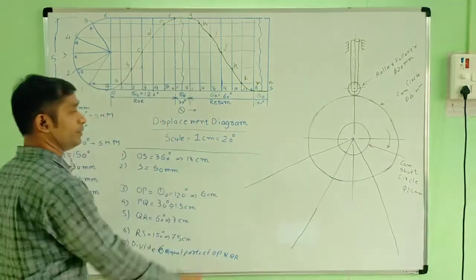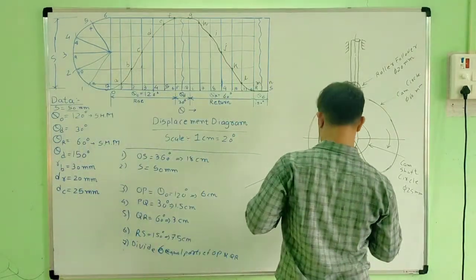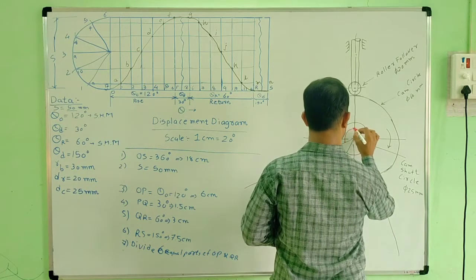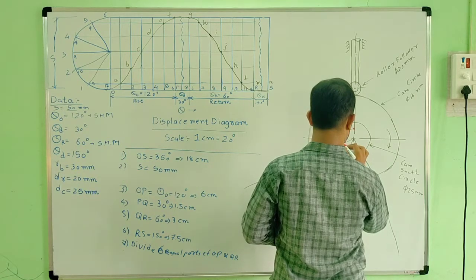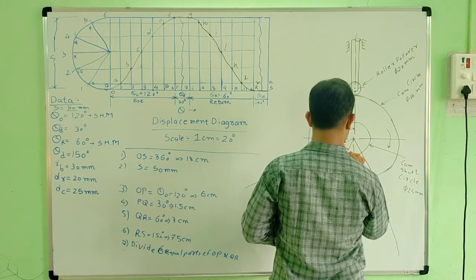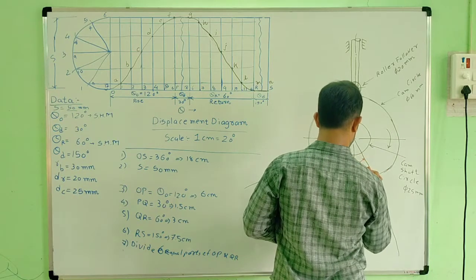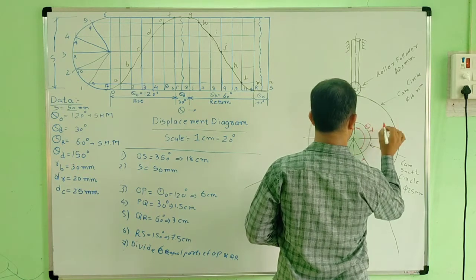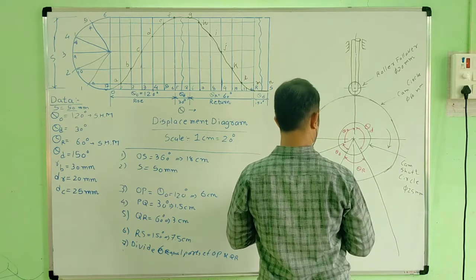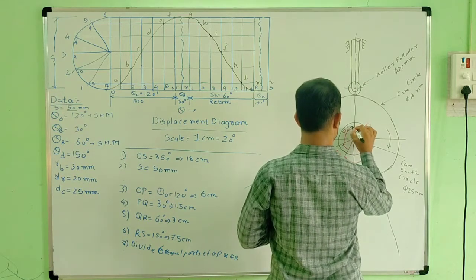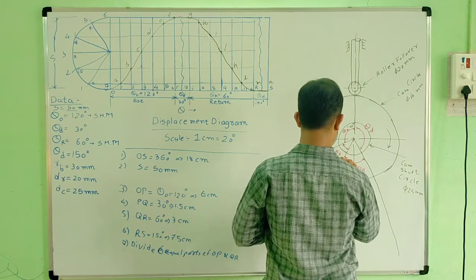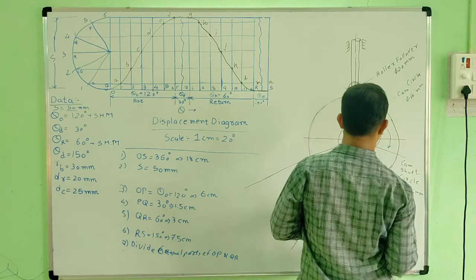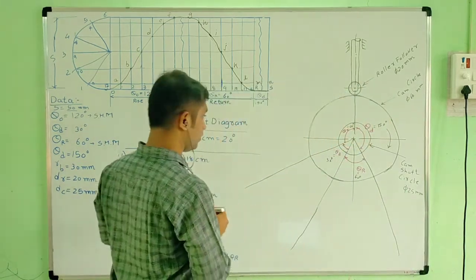Divide this cam angle into 6 equal parts. Okay. So first of all, this is theta O. This is theta D. This is theta R, and that is theta D. Okay. So it's 120 degree, 30 degree, 60 degree, and 150 degree. Okay.